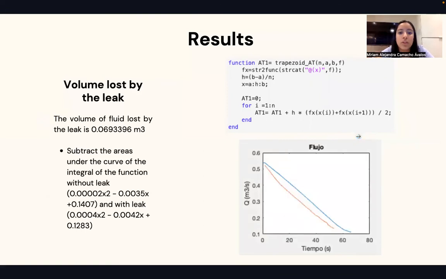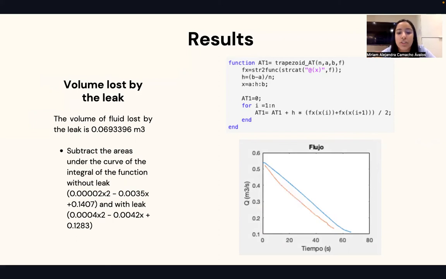Then the volume of the fluid lost by the leak is 0.0793396 meters squared. In order to calculate the volume of the fluid loss, we subtract the areas under the curve of the integral of the function without the leak and with the leak.